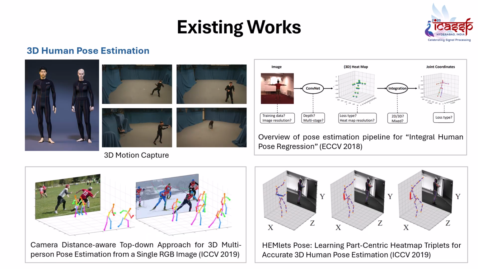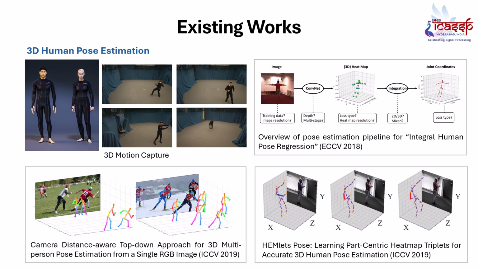3D human pose estimation has seen significant progress in recent years. This is largely due to the availability of large-scale 3D datasets and motion capture systems. Recent research has explored deep learning models such as CNNs, transformers, and graph neural networks to estimate 3D key points from a single RGB image.